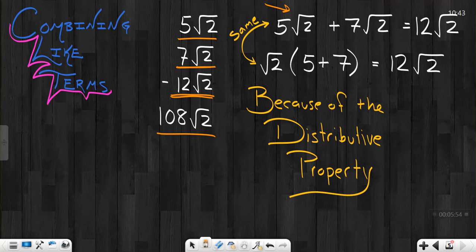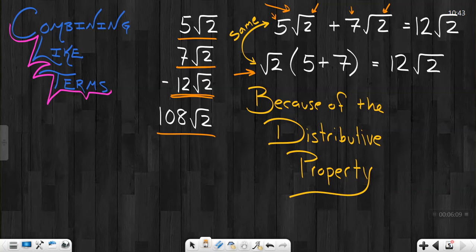And we can add them the same way we would combine like terms. 5 square root of 2 plus 7 square root of 2 is 12 square root 2, where you add the coefficients, 5 and 7, and keep what's common in between them. All right, the factor there of square root 2. So that's what we're looking at, and this is why.